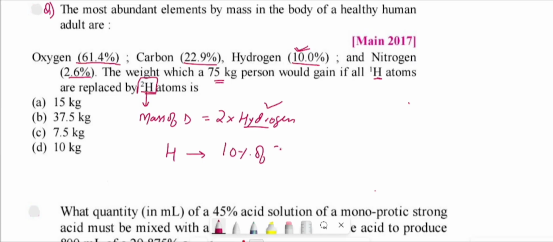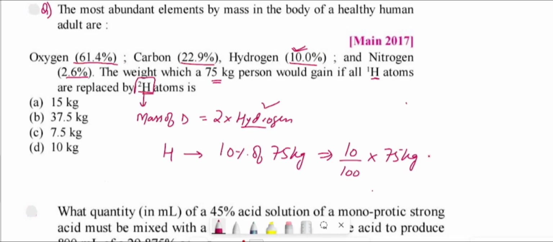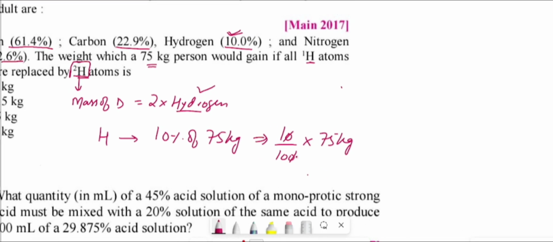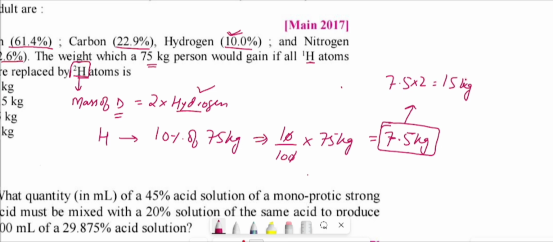10% of 75 kg. That means it's equal to 10 divided by 100 into 75 kg. If we move further, the 0 and 0 would cancel, and its answer would be 7.5 kg. So the mass due to hydrogen atoms is 7.5 kg. If we replace all the hydrogens, the 7.5 kilogram mass will reduce. But if we replace it by deuterium, he will gain mass, and the contribution of deuterium would be 7.5 into 2, that means 15 kilogram. The mass due to deuterium would be 15 kilogram.